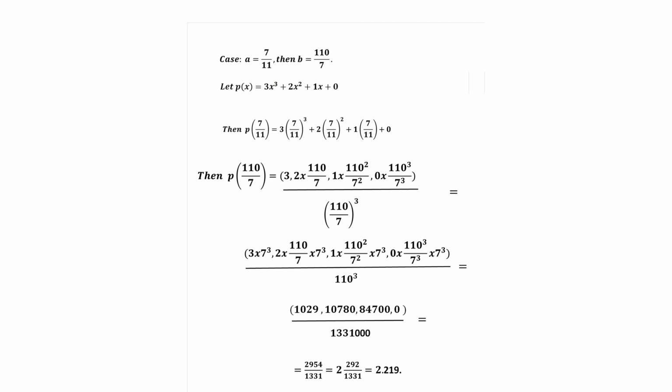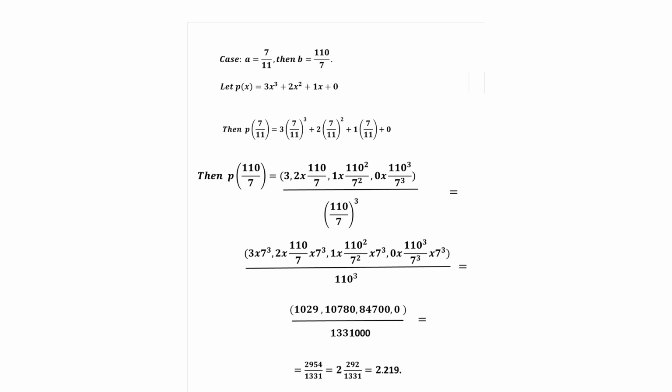Here we have the case a is equal to 7/11. 110 over 7 times 7/11 is 10, so b is 110 over 7. We could do the problem directly, p of 7/11, just by plugging in 7/11 for x. And if we try the tuple approach, we would have 3, 2 times 110 over 7, 1 times 110 squared over 7 squared, and the 0 term, and then our denominator is 110 over 7 cubed.